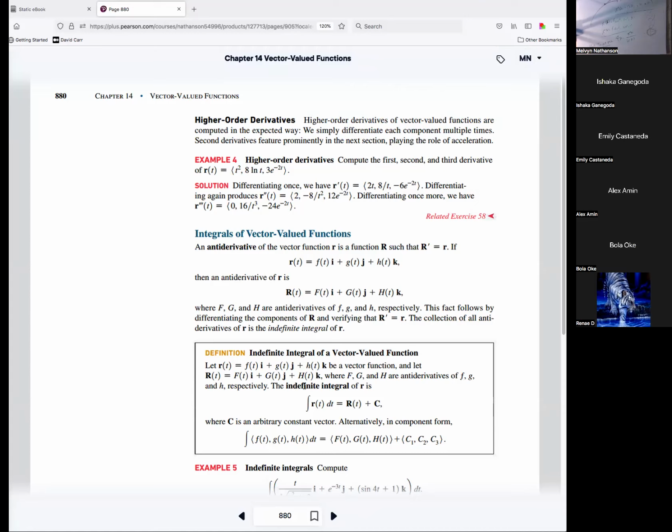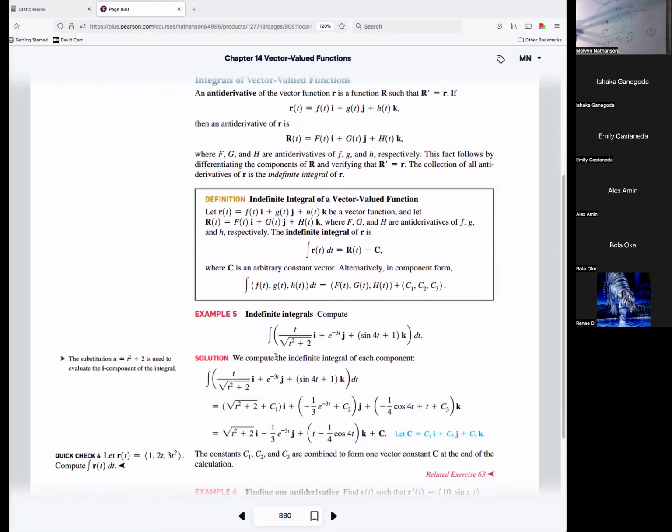So you can define the indefinite integral as an antiderivative. If little r of t is a vector valued function, and you have a function capital R of t, which when you differentiate it gives you little r of t, that is the indefinite integral. And you integrate a vector valued function by integrating its x, y, and z coordinates separately. So this definition summarizes everything very neatly.